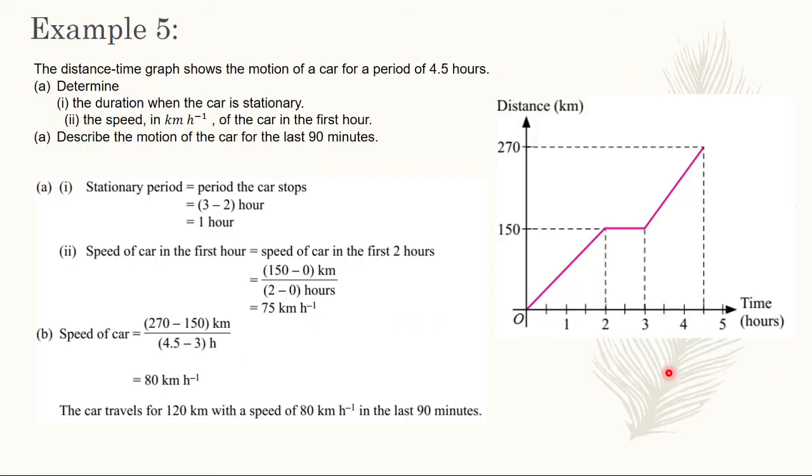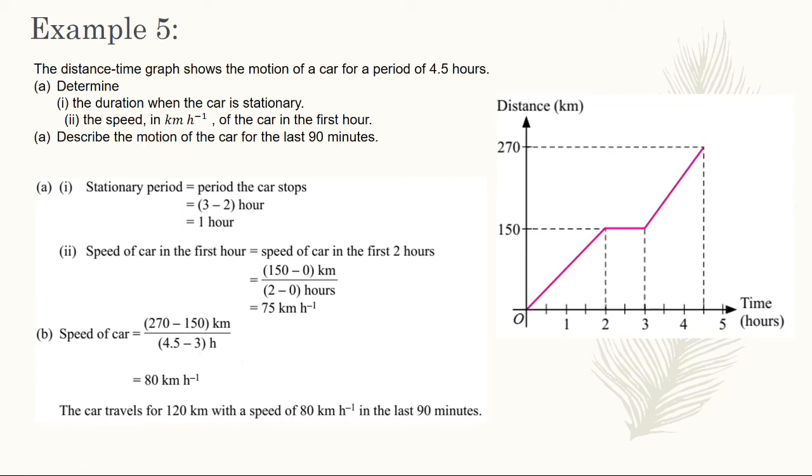Okay, now look at example 5 here. The distance time graph shows the motion of a car for a period of 4.5 hours. So we can see here 4.5 hours. Determine the duration when the car is stationary. So I have already given all the answers over here. We look through slowly. You don't go through very fast.